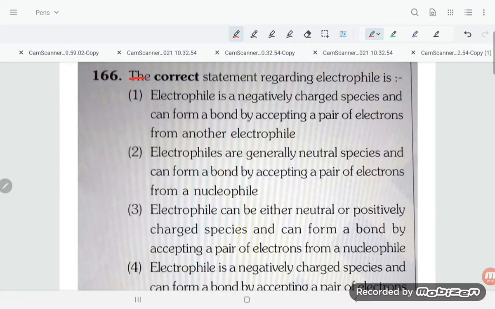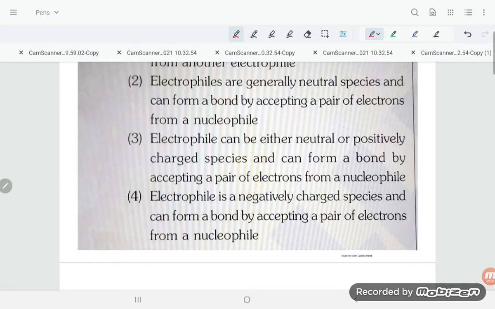The correct statement regarding the electrophile is 166. We are going to understand the correct statement. Electrophile is negatively charged, that is wrong. Positive charge. Electrophiles are generally neutral species and can form the bond accepting a pair of electrons from nucleophile.